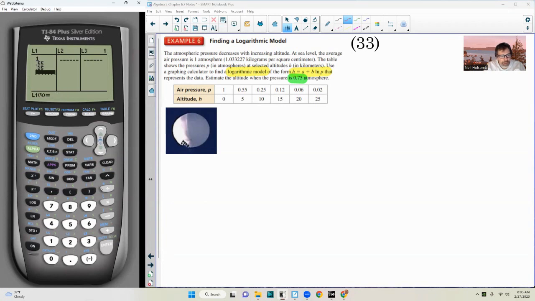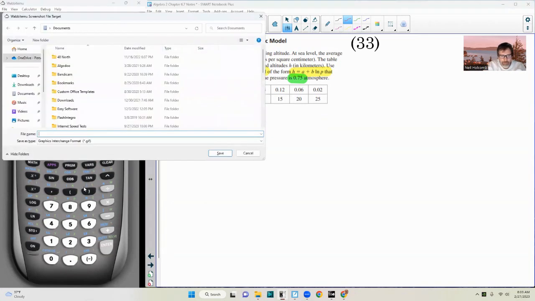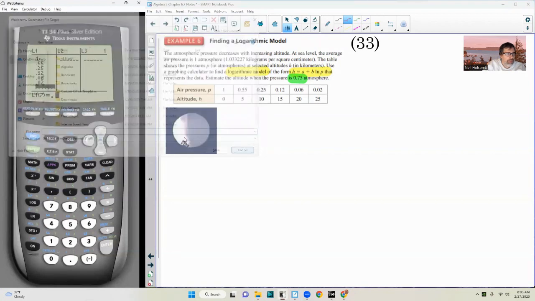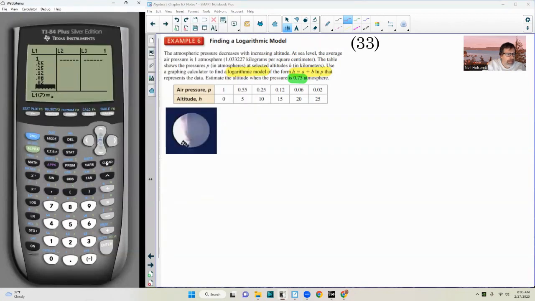0.25. So as we go up, the pressure decreases: 0.12, 0.06, and 0.02. Okay, so there's our X's. Oops, cancel. Go back here, clear. Arrow over, arrow up, arrow over. Okay, 0.2 is the last one.